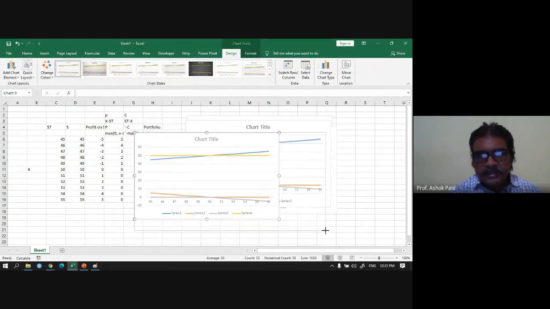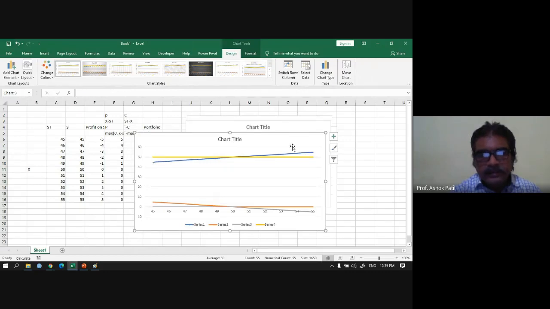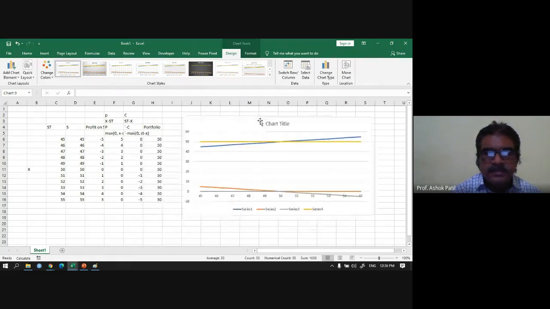So you can see it here. My S is the blue line. My orange color, this one is the long put. Gray color is the short call. And this another lighter yellowish, yellow I think it is, yellow color is your portfolio amount, which is constant at 50, fixed. Okay, that is what we are getting.